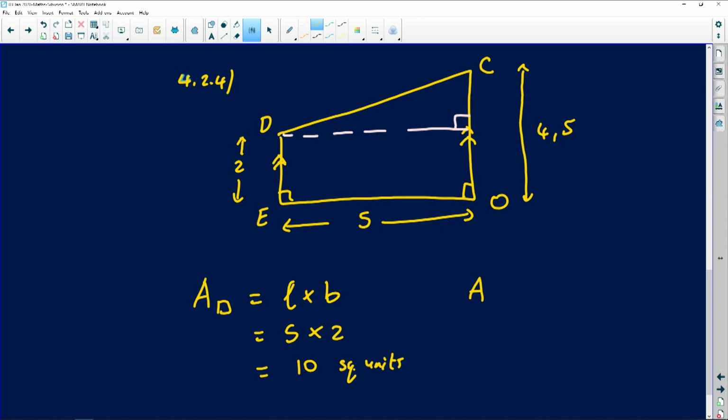Then we've got another piece, which is a triangular piece. The area of a triangle is half base multiplied by perpendicular height, all right? Half is a number, we all know that. What's the base of this? The base of the triangle is obviously going to be 5 as well, okay? But the height, let's discuss the height.